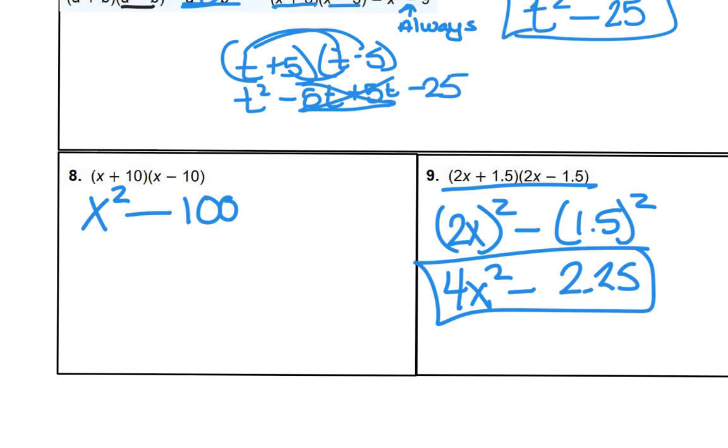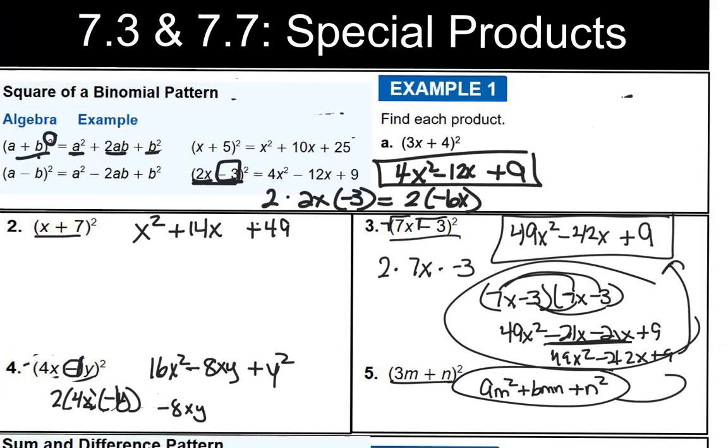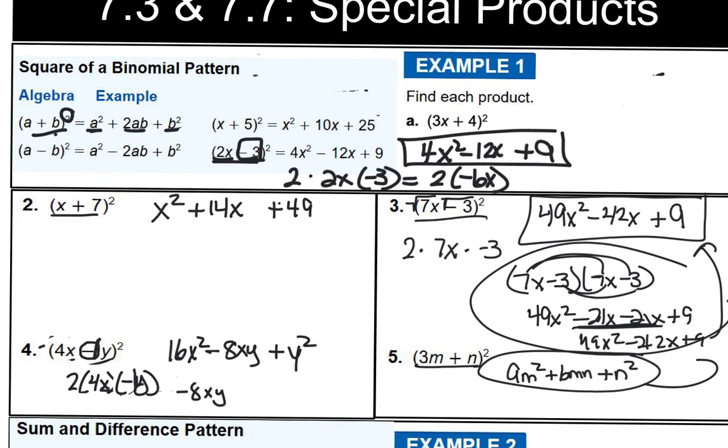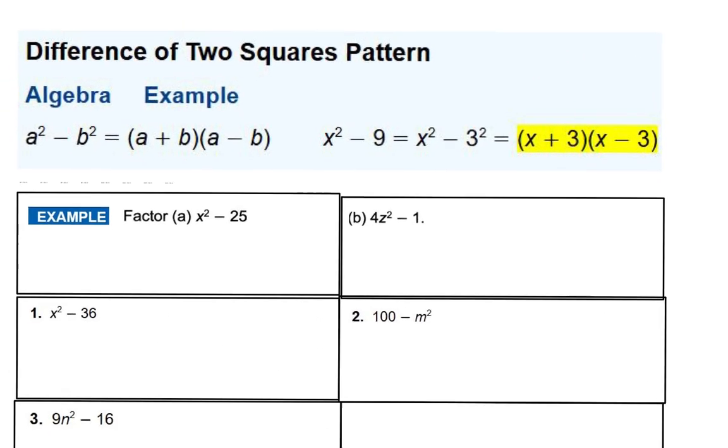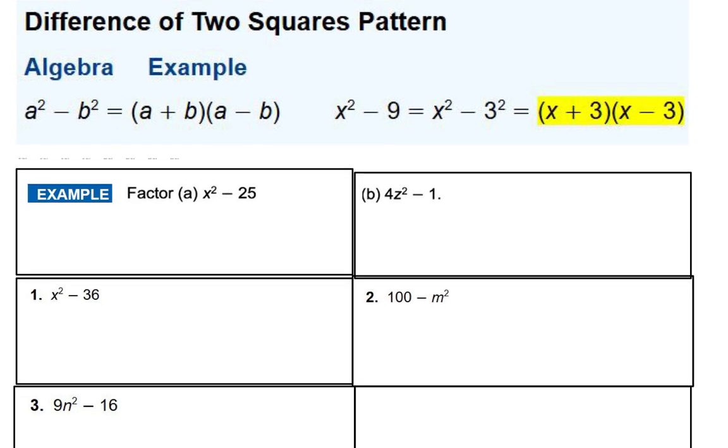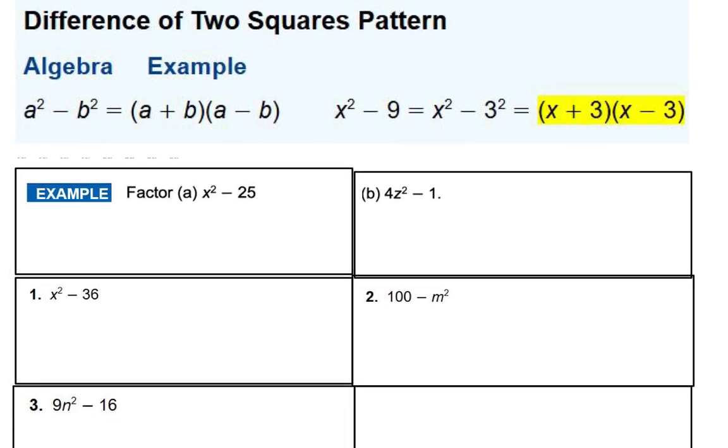Over here, we were taking factors and writing the polynomial for it. So now, right, our next pattern is difference of squares. All right, so this is when you have a binomial that is subtracting two perfect squares.